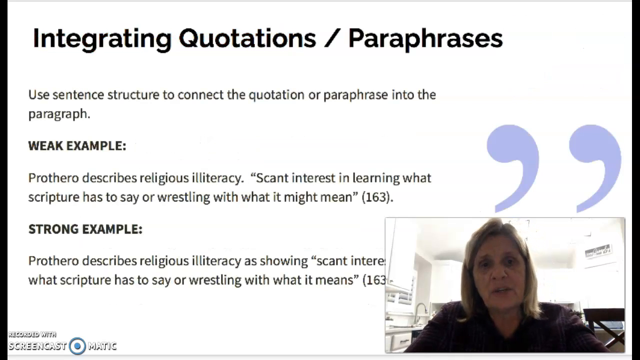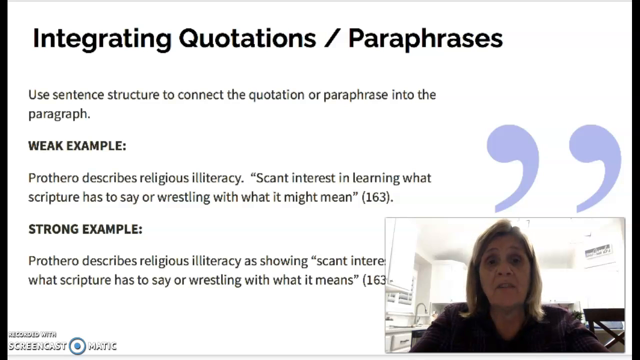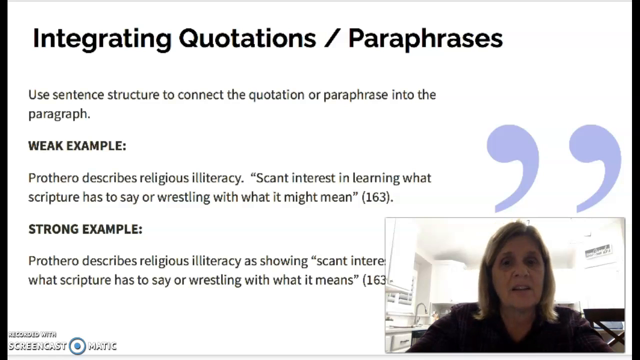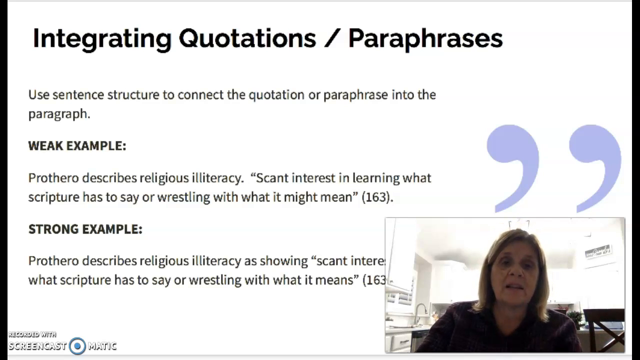So this slide shows you a bad example of integrating a quote and a better one. The reason why the first one is bad is that the quote is just floating out there on its own little island. You can't just put a whole sentence as a quote and strand it without any connection in the sentence with an attribution. So you can see the strong example does that much better.